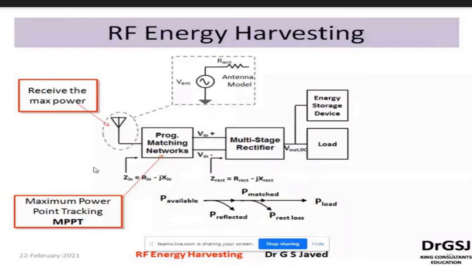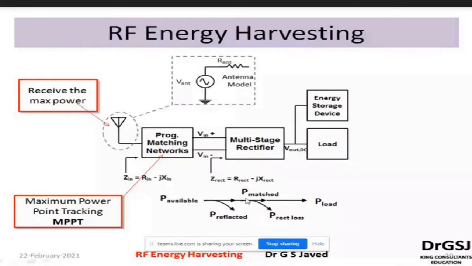Now, let me call your attention to the signal graph below, which shows how much actual load is absorbed or available from the P available. So P available stands for the total available power at the receiver. At the receiver, you find that most of the power will be matched, but some amount of power will get reflected. So that is considered as a loss.